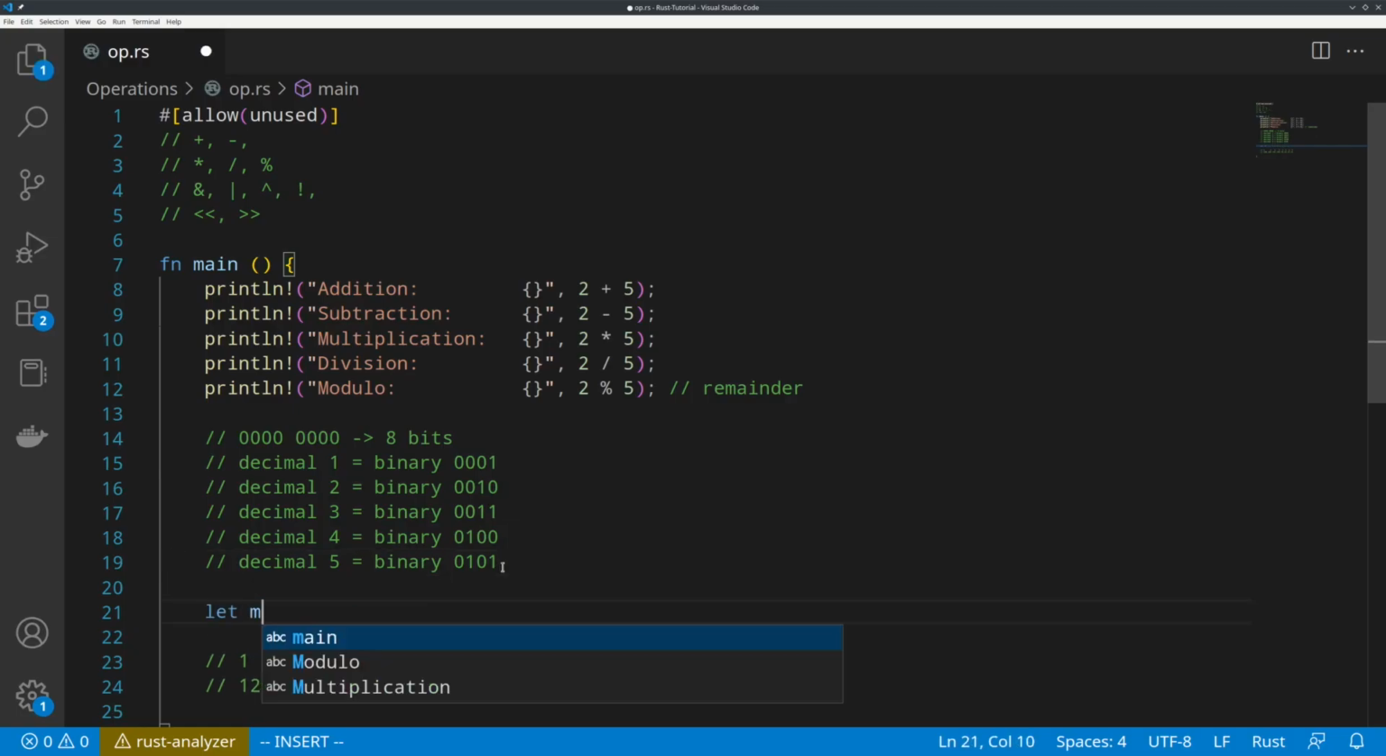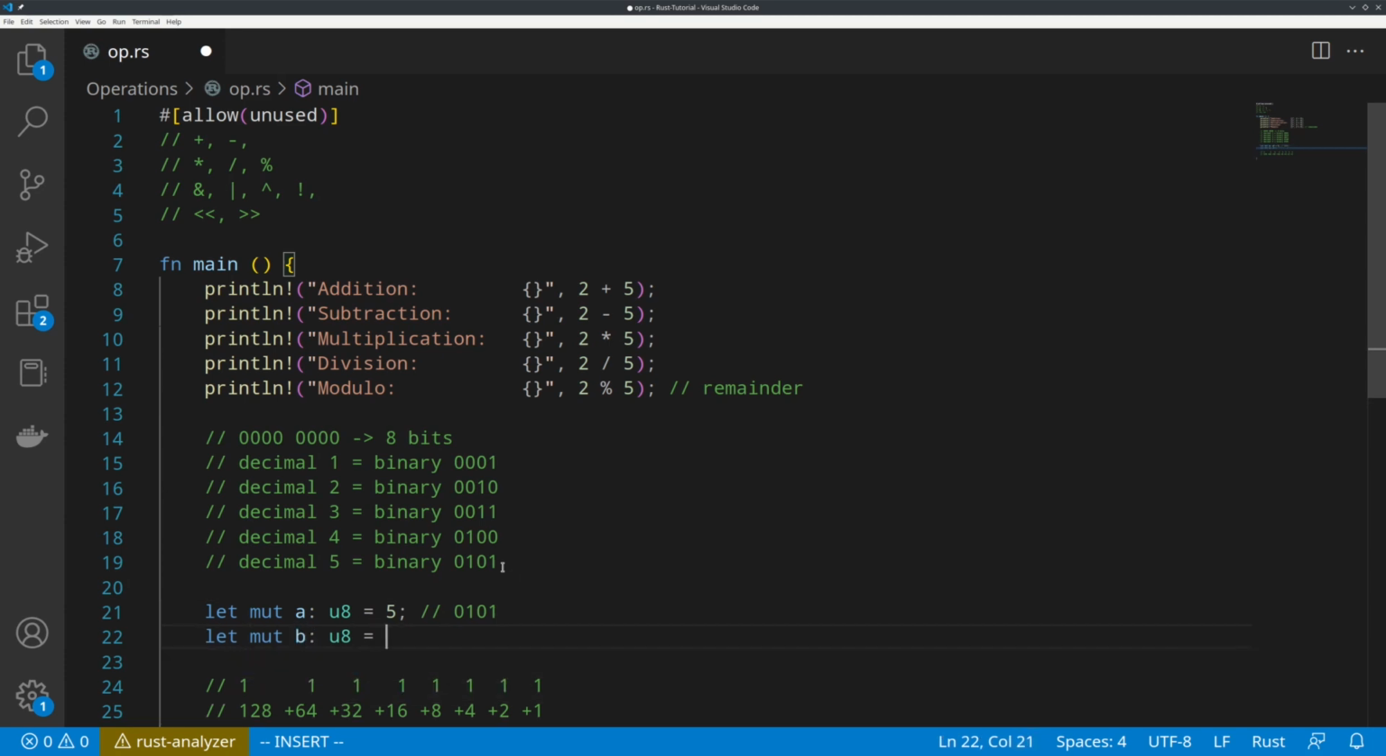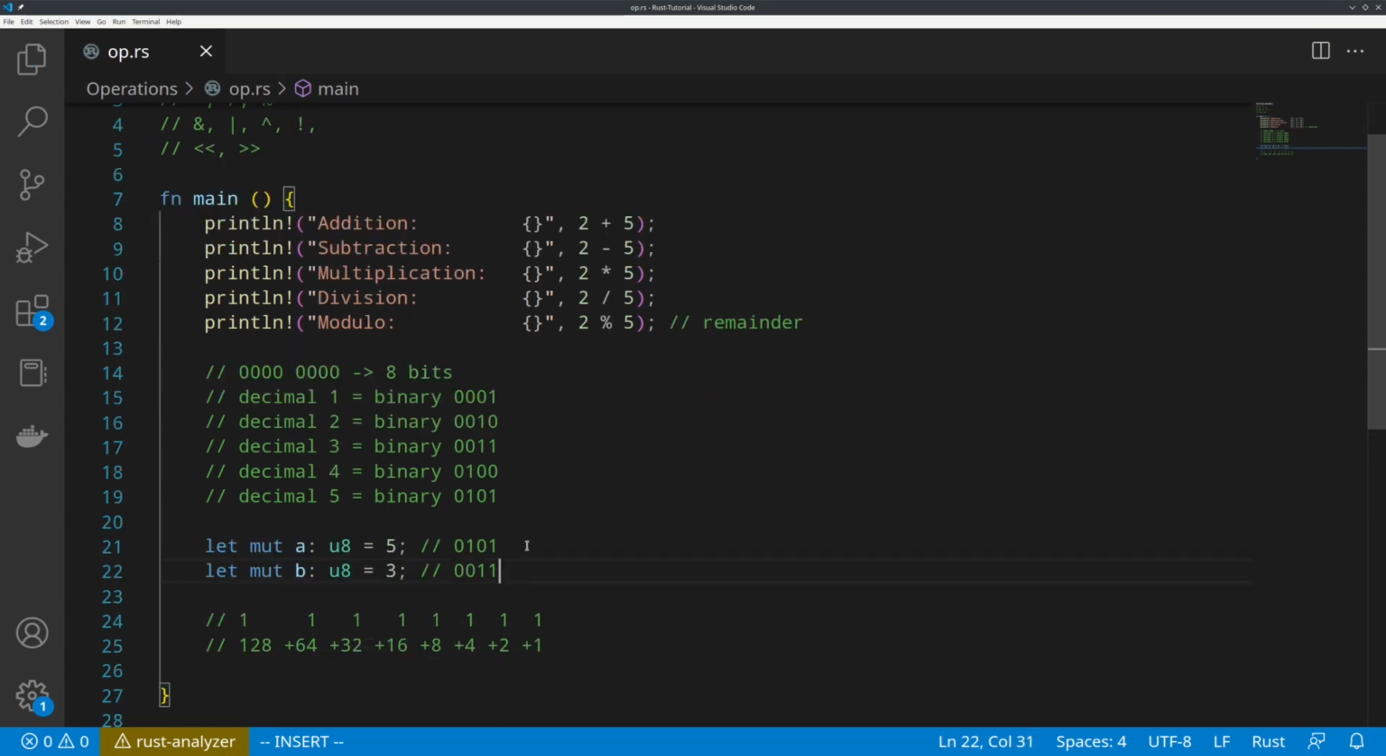Looking at 3, we see that it's 1 plus 2. Hopping over one place again, we get 4. And when we add 1 to it, we get 5. So let's put the values 5 and 3 into two variables. Bitwise operators affect each bit in a variable individually.